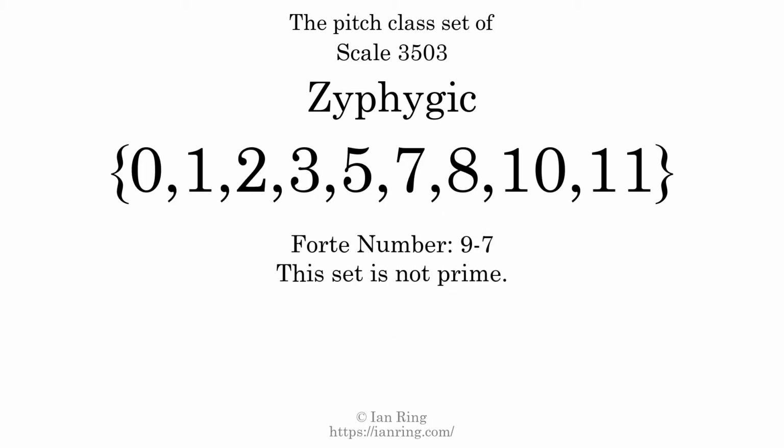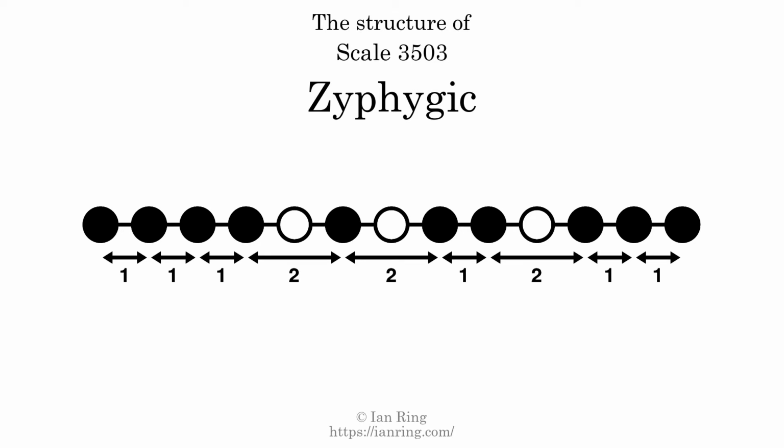The pitch class set for this scale is 0, 1, 2, 3, 5, 7, 8, 10, 11. The Fort class is 9, 7. This set is not prime. The structure of a scale is a description of the interval distance between each successive tone. This scale has a structure of 1 1 1 2 2 1 2 1 1.